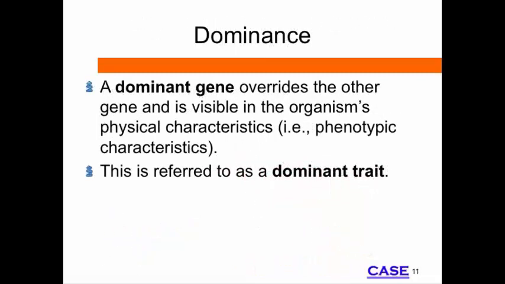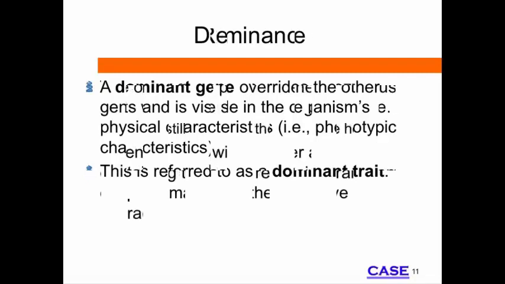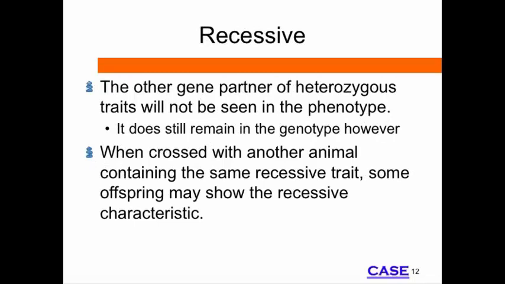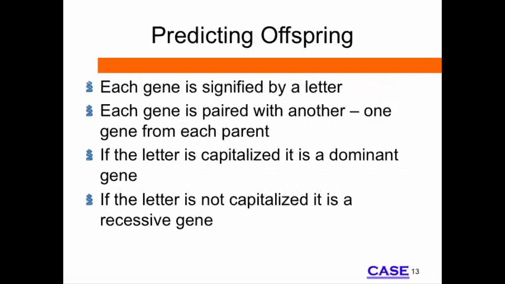A dominant gene overrides the recessive gene and is visible in the organism's physical characteristics. This is referred to as a dominant trait. The other gene partner of heterozygous traits will not be seen in the phenotype. However, it does still remain in the genotype. When crossed with another animal containing the same recessive trait, some offspring may show the recessive characteristic. As mentioned in a previous slide, knowledge of dominant and recessive traits may help in predicting offspring.